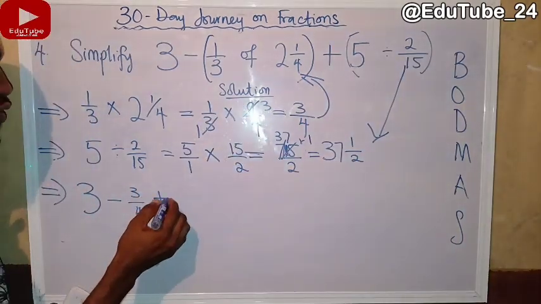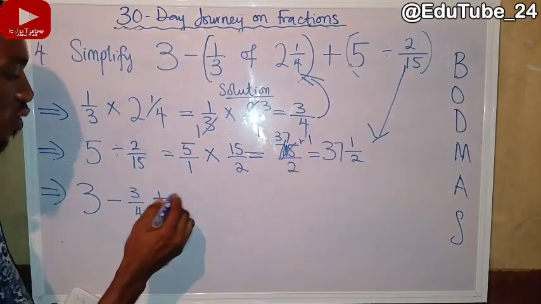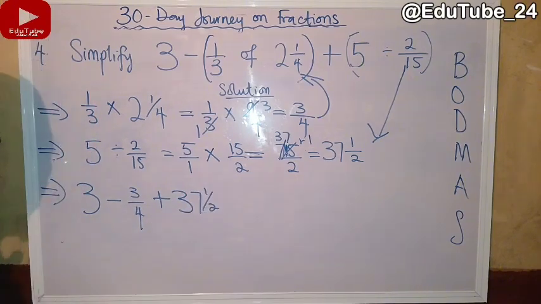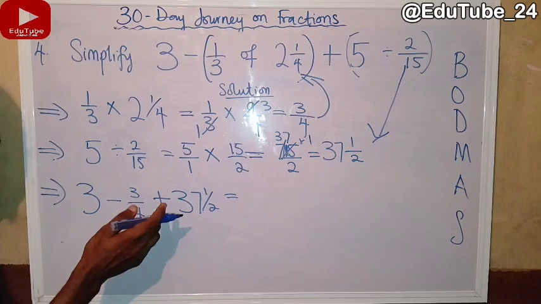So I'm going to put the plus operator between them, and the value is now 37 whole number, or let's say 37 and a half. Now in this situation, we are left with plus and minus.